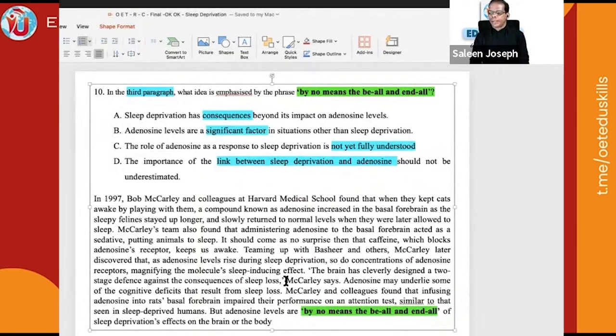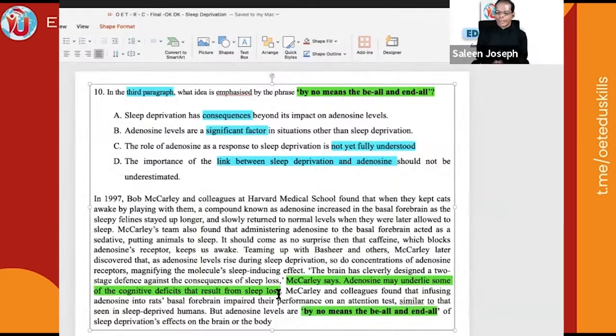Macaulay and colleagues found that infusing adenosine into rats' basal forebrain impaired their performance on an attention test similar to that seen in sleep-deprived humans. Macaulay says adenosine may underlie some of the cognitive deficits that result from sleep loss. Okay, so there are cognitive deficits due to sleep loss.